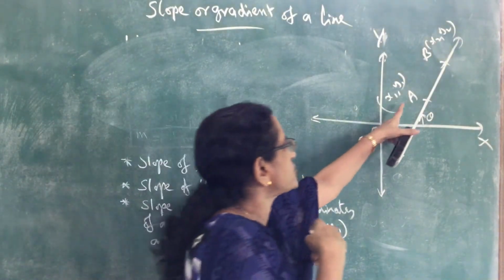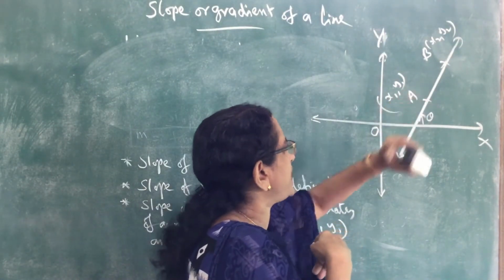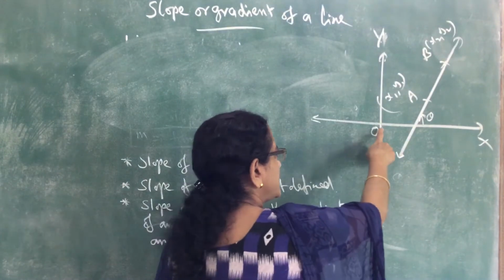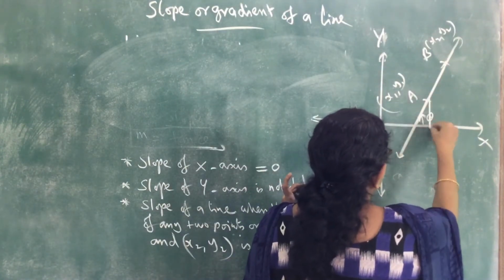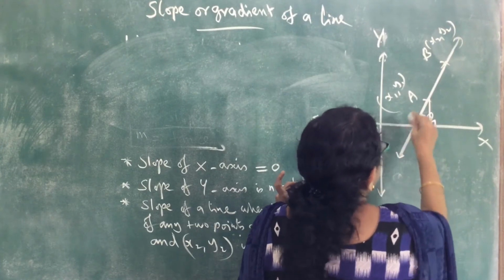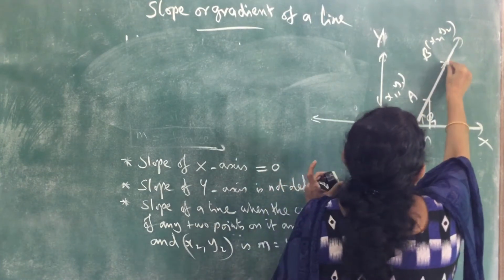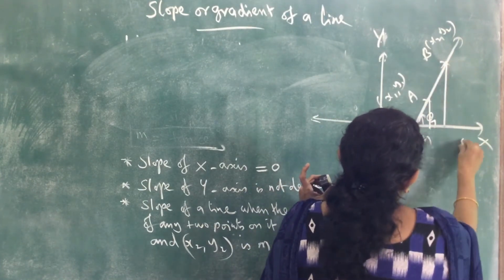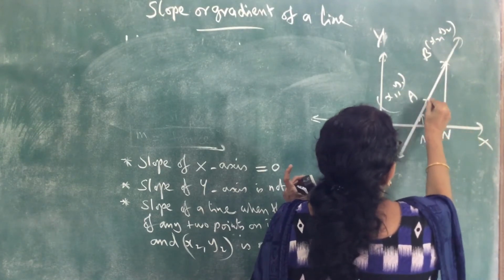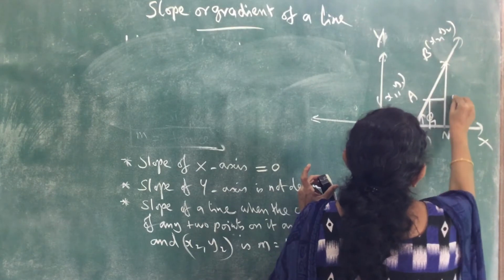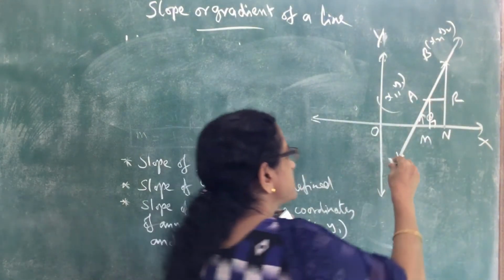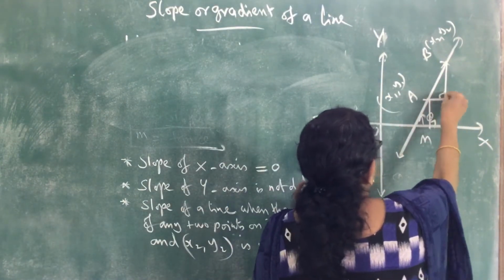The coordinates of A are (x1, y1) and the coordinates of B are (x2, y2). This is the origin. If you draw a perpendicular from A to the x-axis, it will be AM, and from B draw a perpendicular to the x-axis, let it be BN. From A draw a perpendicular to BN, let it be AR. This is perpendicular and this is also perpendicular.